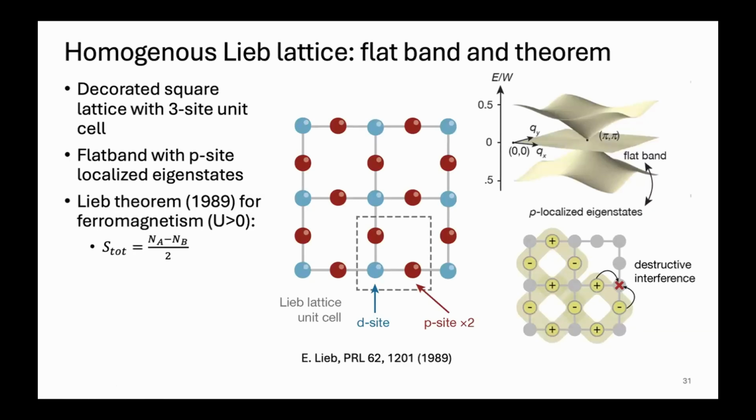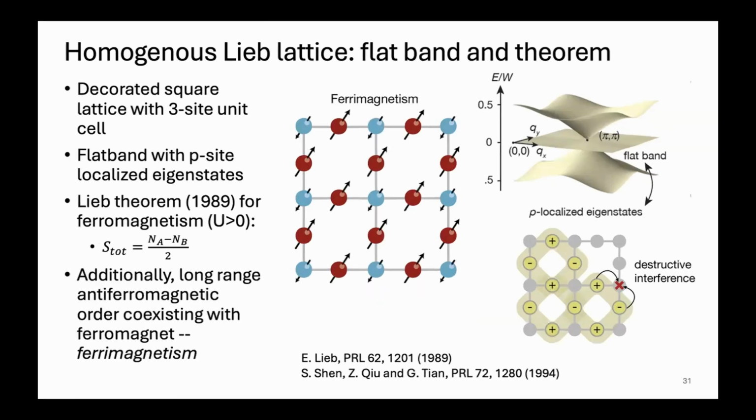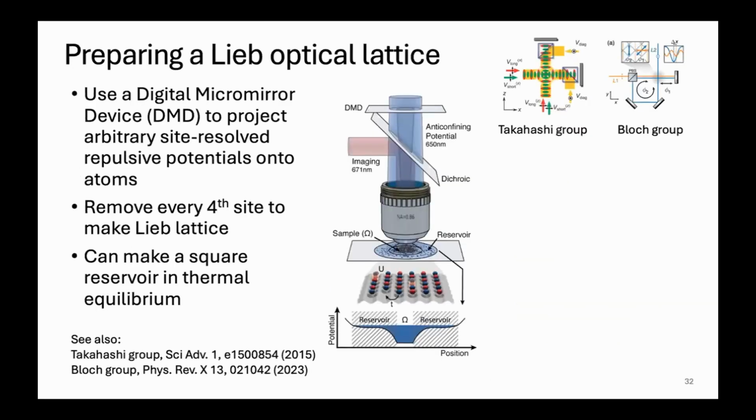So Lieb proposed that for this kind of flat band, an arbitrarily small interaction energy gives rise to ferromagnetism, but also over longer distances you get antiferromagnetic order because these neighboring sites are opposite, and that's called ferrimagnetism. And so this is what we wanted to explore in this work.